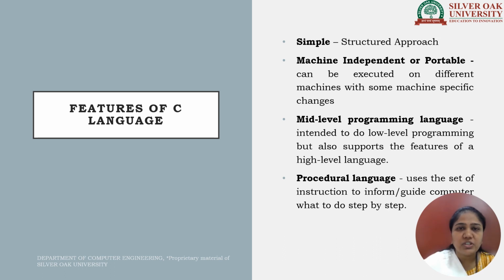Another feature is machine independent and portable. What do you mean by machine independent? As you can see, it says it can be executed on different machines with some machine specific changes. It is the concept of carrying the instruction from one system to another system. In C language, when we create a C program, it is stored with the .c extension. So a C file contains the source code. This file can be edited. It contains the source code of a C program.